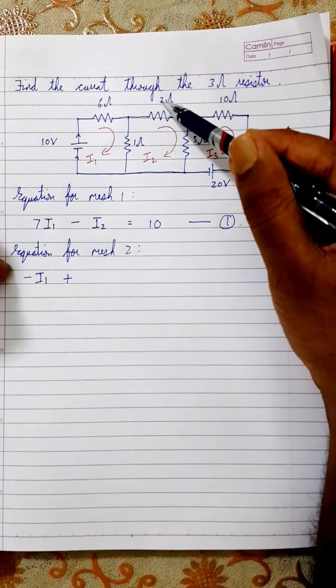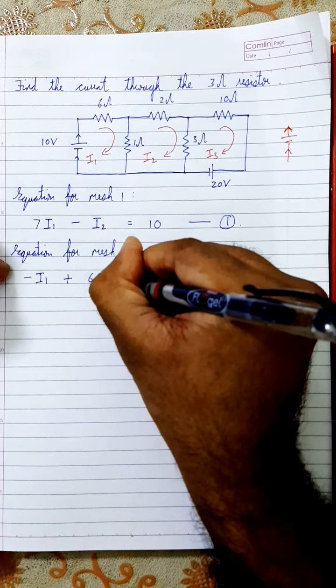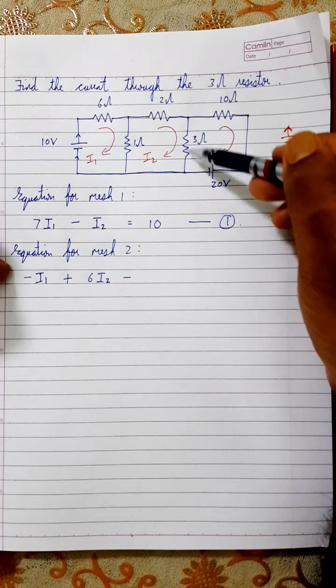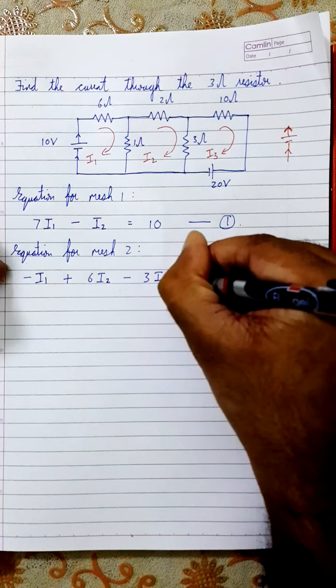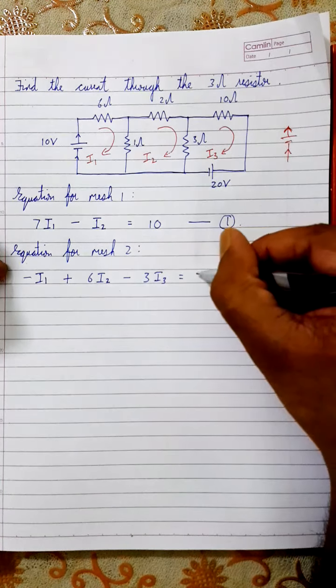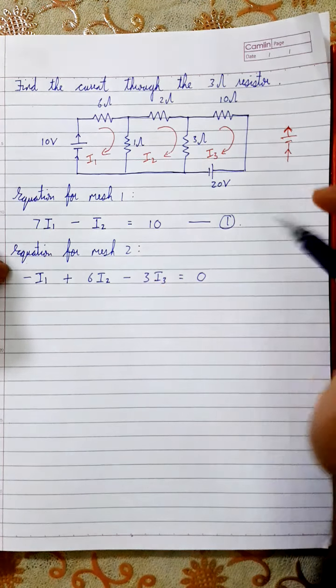1 plus 2, 3, 3 plus 3, 6. So it will be plus 6 I2. And then I3 is also negative and it is touching only this 3 ohm resistor, so it will become minus 3 I3. This is equal to, there is no voltage source, so this is equal to 0. This is Kirchhoff's voltage law for mesh 2.